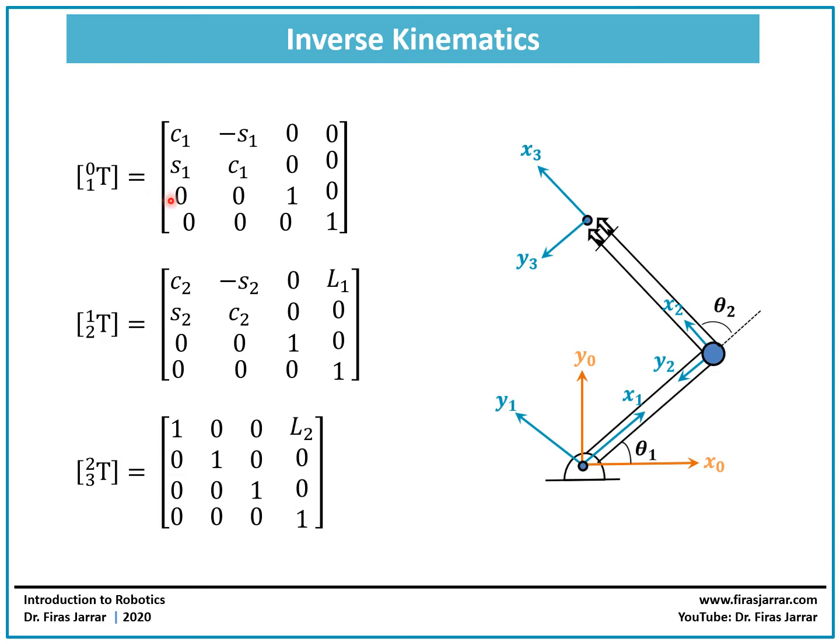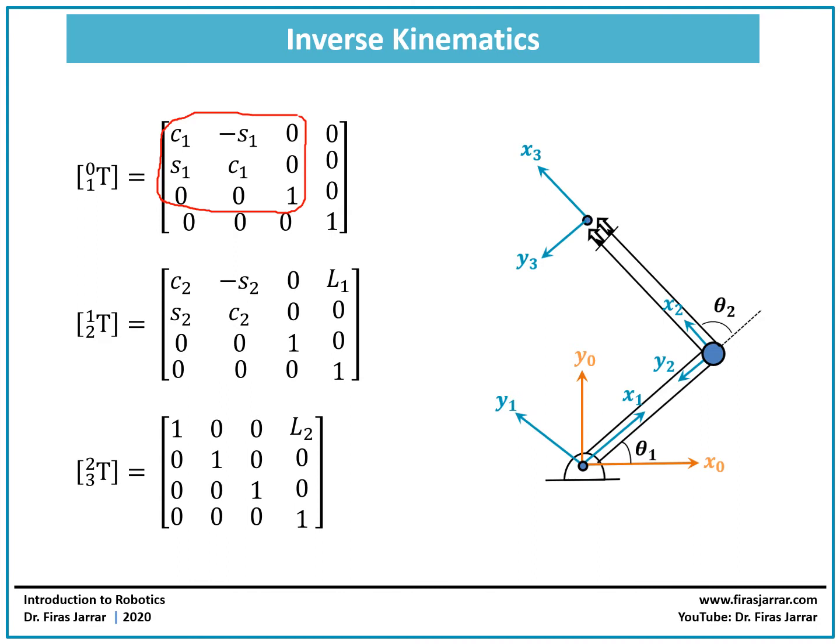And just as a reminder, we can see that this part here corresponds to the orientation. This is the rotation matrix of frame 1 with respect to frame 0, and it is a rotation about the z-axis by an angle of theta 1. This is why we have cosine theta 1, minus sine theta 1, 0 and so on. This is one of the basic rotation matrices.